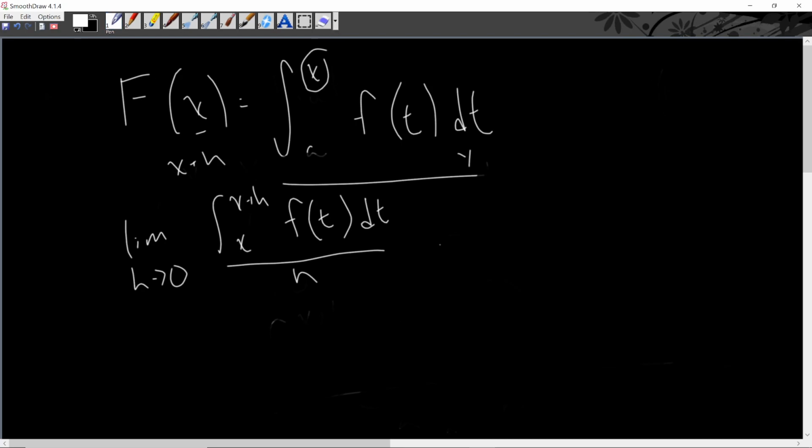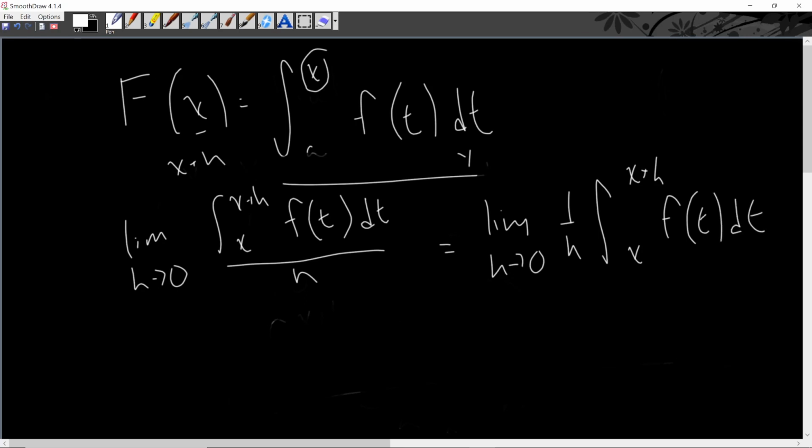And now from here, we're simply going to take out that 1 over h. We're going to have the limit as h approaches 0 of 1 over h times the integral from x to x plus h of f of t dt.